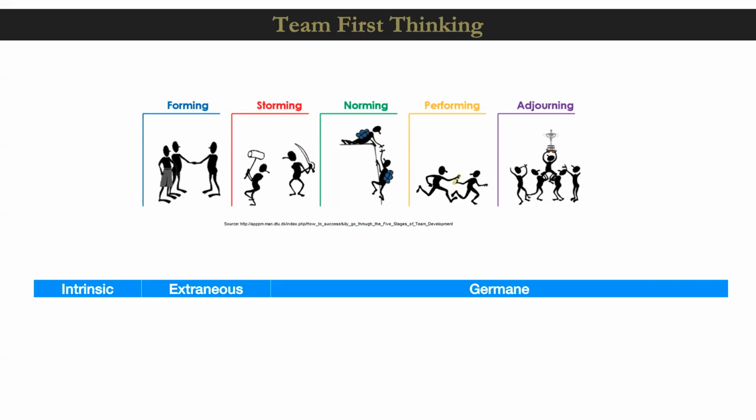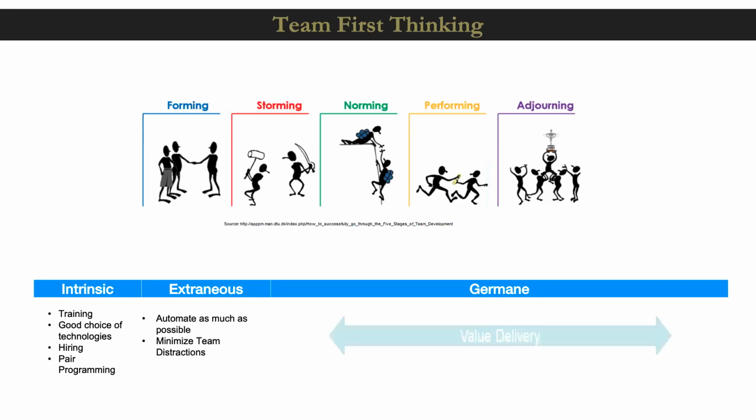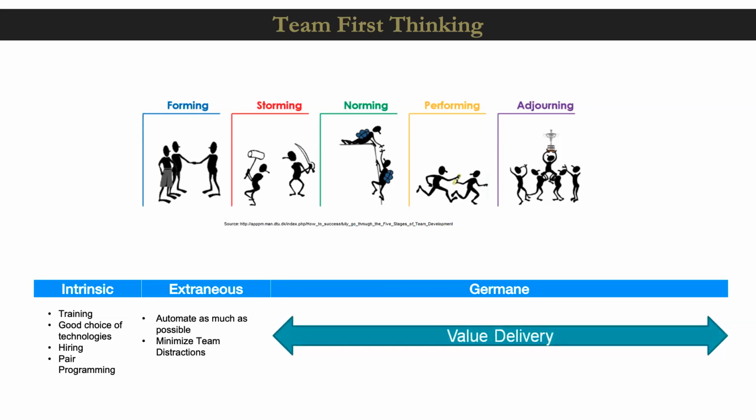And the third category is the load that is germane to the problem statement, and it relates to the aspects of the task that will amount to value creation. So when we're trying to create a team-first environment, we're trying to minimize the intrinsic cognitive load as well as the extraneous load. You could do that by training on the language and having a good choice of technologies, hiring for culture fit, investing in pair programming. The extraneous load could be reduced by automating as much as possible and minimizing the team distractions, which leaves the most amount of mental capacity available to value delivery.